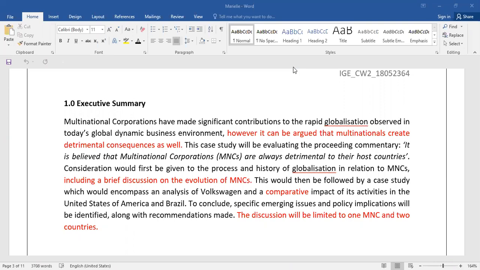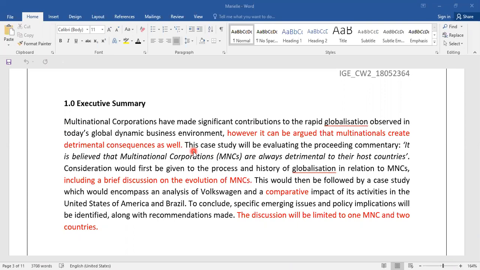Mariel says, multinational corporations have made significant contributions to the rapid globalization. She spelled it with an S, please note that. Observed in today's global dynamic business environment. And I added, however, it can be argued that multinationals create detrimental consequences as well. So students, what we have here now is a sentence that establishes the issue that multinationals not only make contributions, but they have detrimental ones as well. Your opening sentence or sentences should establish this debate, some sentence that shows there's a positive dimension to MNCs as well as a negative one.